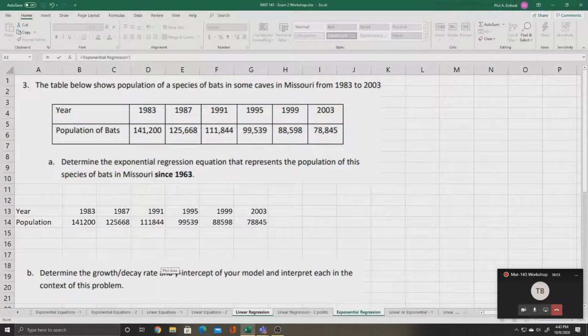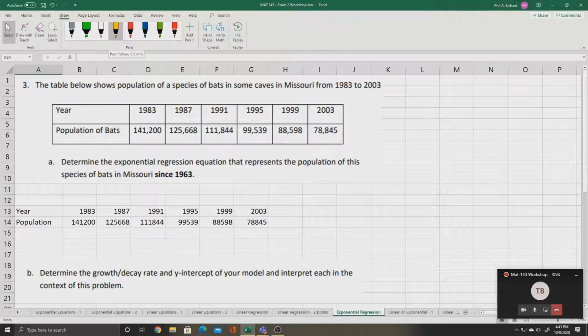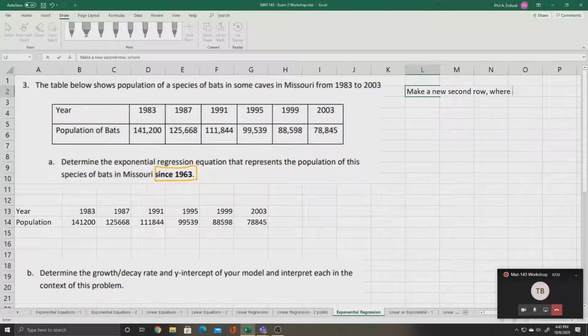Alright, so the table below gives the population of bats in some caves from 1983 to 2003. They're asking us to find an exponential regression equation that represents the population of the species of bats since 1963. Now, since it says since 1963, that's important because that means we need to make a new second row where we subtract the 1963 from all the years.